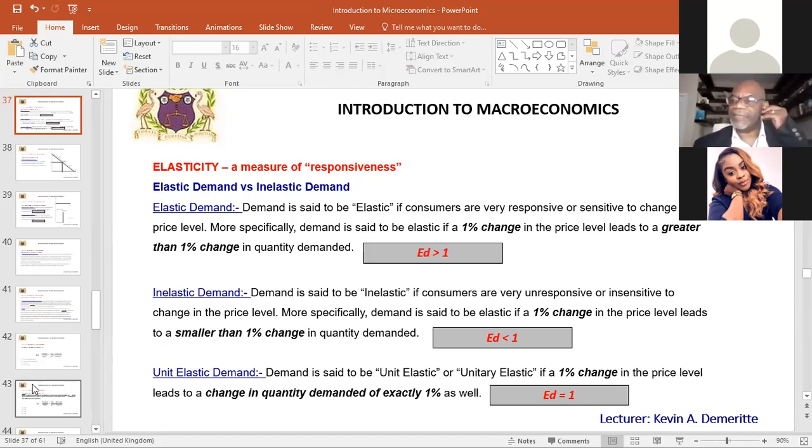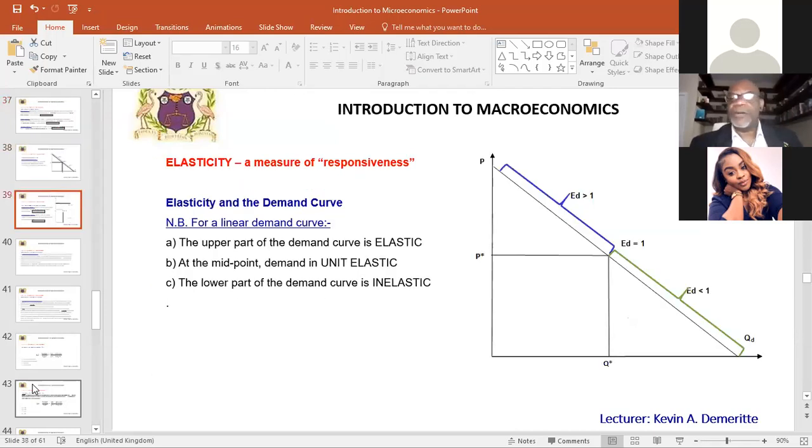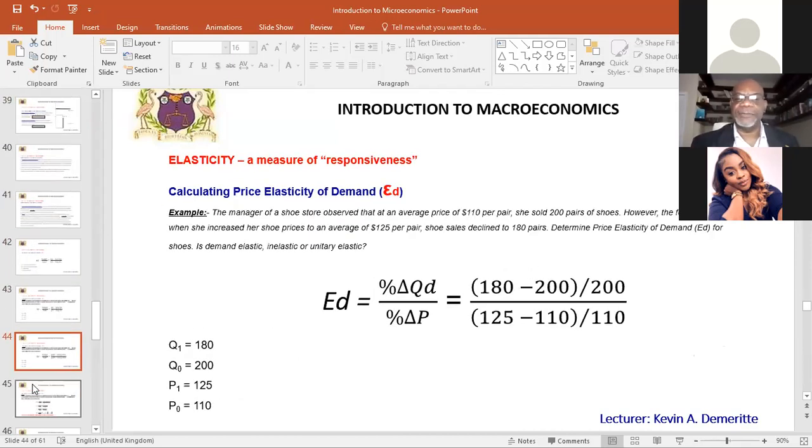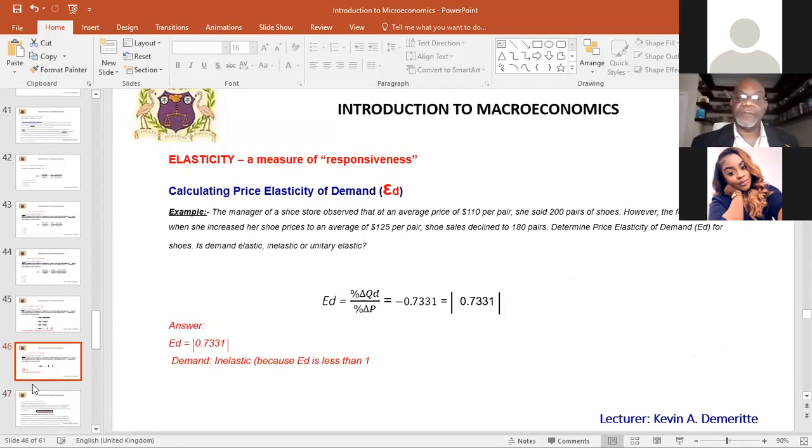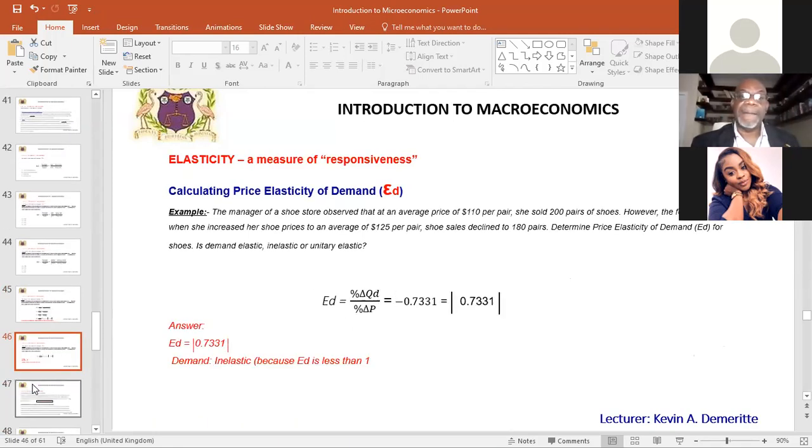So this is one of the things that I sometimes encourage students to put on the side of their notebooks just to remind themselves: elastic demand, E of D greater than 1; inelastic, E of D less than 1; unit, E of D equal to 1. That way you don't always have to refer back to your notes, but that's entirely up to you. Okay, so we now calculated an E of D of 0.7331. Great stuff. Here's our answer: E of D of absolute value 0.7331, and demand is inelastic because E of D is less than 1. So that's our answer.